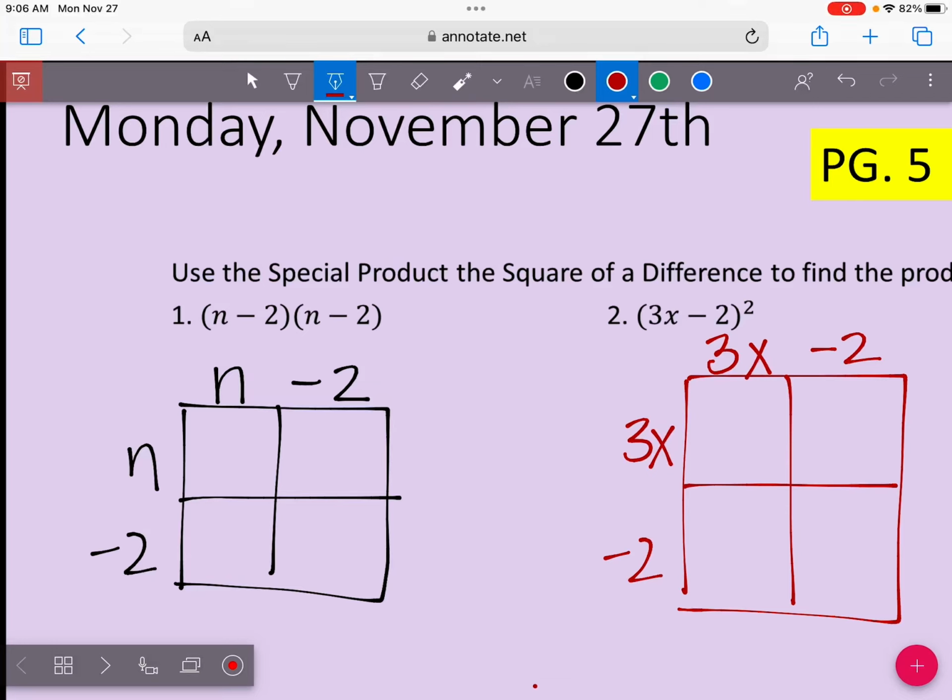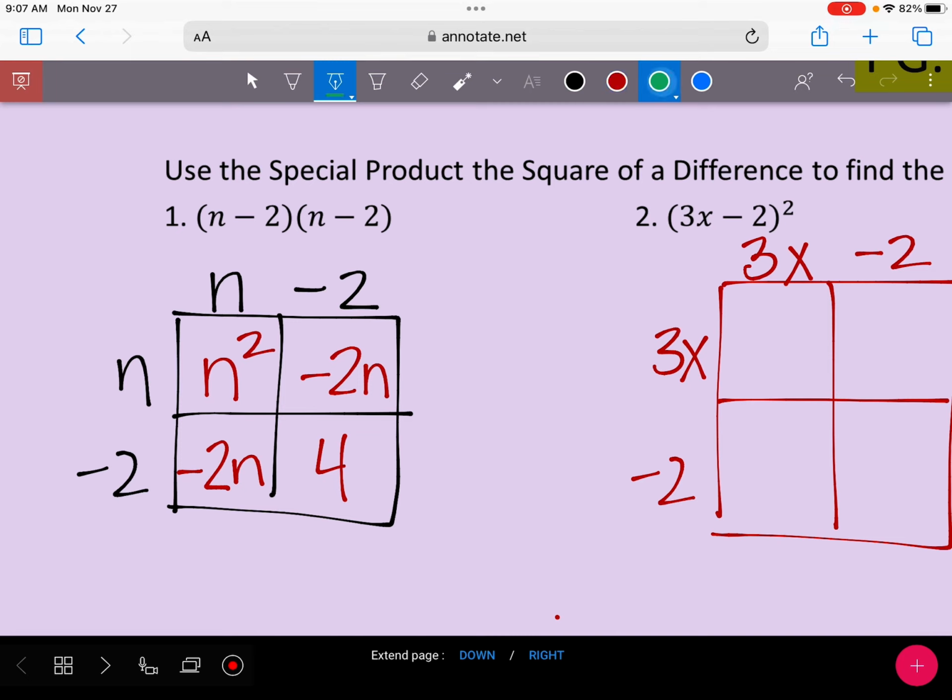All right, so for the first box, we have n squared. And what would go in this box here? What is n times negative 2? Negative 2n. And then negative 2 times negative 2 is 4. So when you combine your like terms, which would be these two, you have n squared minus 4n plus 4.